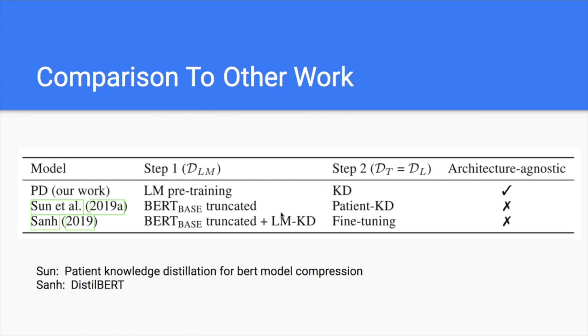And for the other work, there's a paper by Sun called patient knowledge distillation. In the first step, they truncate the weights from the BERT-base model, and they use patient knowledge distillation as a second step. And for this other work, it's DistilBERT from Hugging Face. They basically use BERT, truncate the weights from the BERT-base model, and do language model distillation. Basically, it is to do the language model training, but with distillation as the objective function.